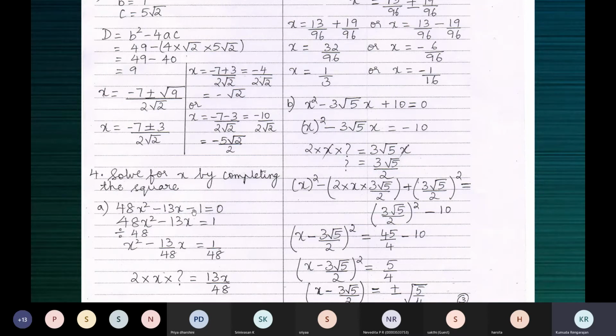You have three terms here. Put this to the other side. This is the x square term. This is the x term. This -1, take it to the other side. Now here you have two terms. Look at the coefficient of x square.